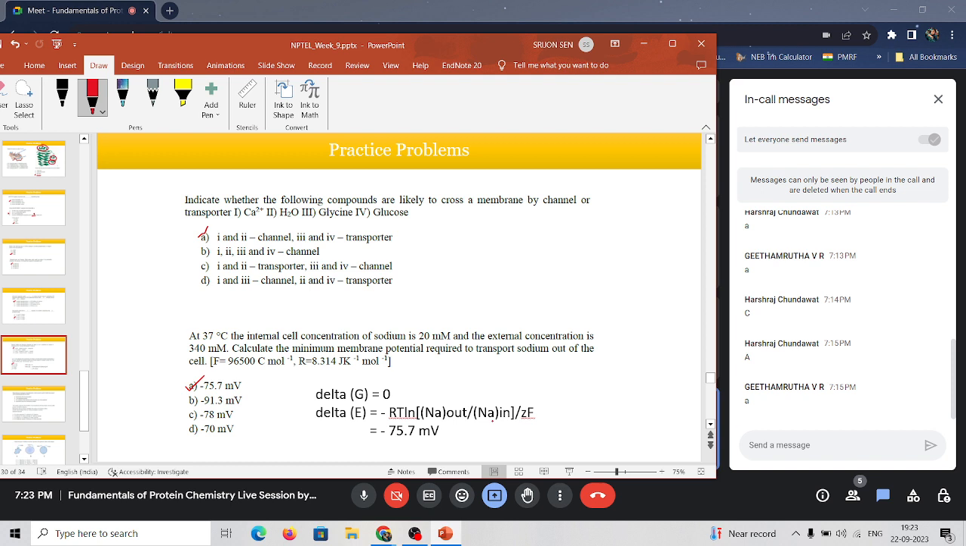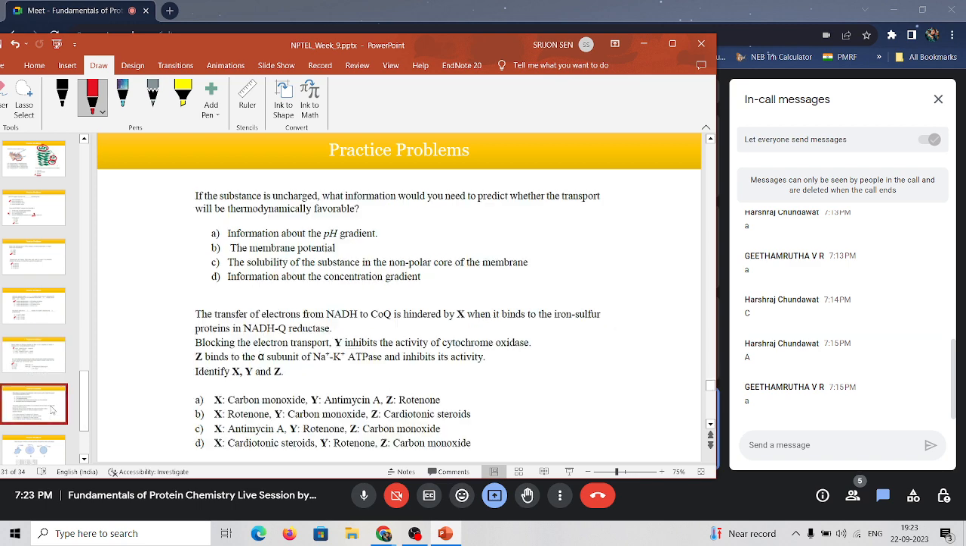Use this formula and try to do it, and you would be getting the answer in negative. Okay, just check it and confirm. Anyways, okay, moving on to the next question. If a substance is uncharged, what information would you need to predict whether the transport will be thermodynamically favorable?